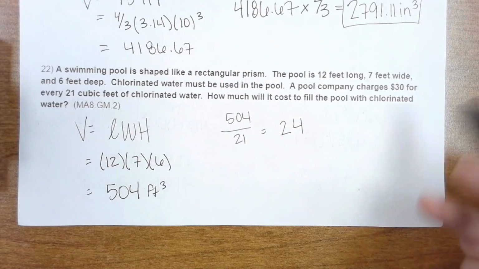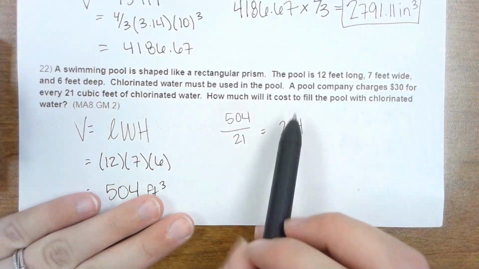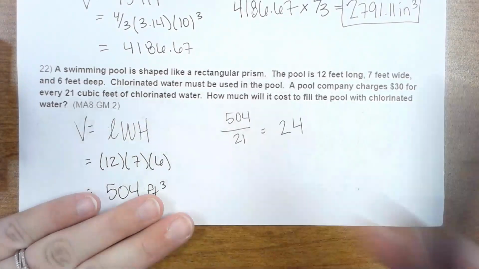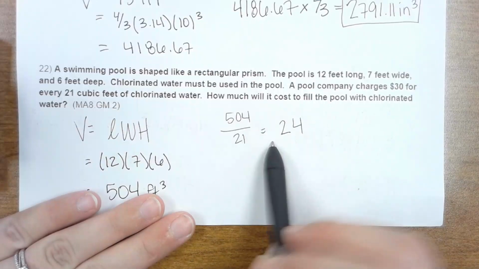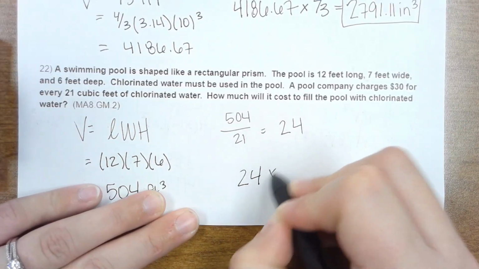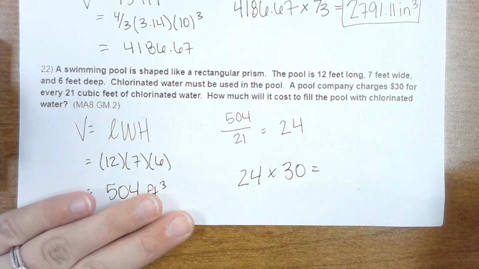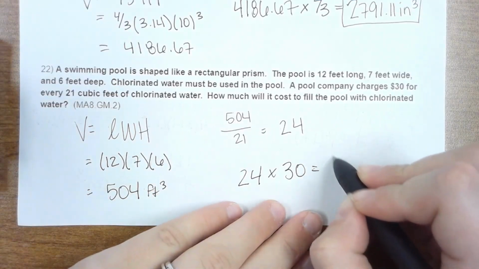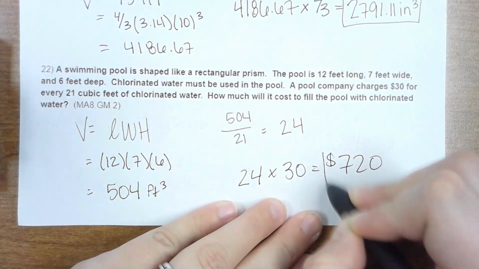So the last step is, if they're going to charge $30 for every 21 cubic feet and there's 24 of them, your last step is to take that 24 times how much it's going to cost, and that's going to give us a total value of $720.